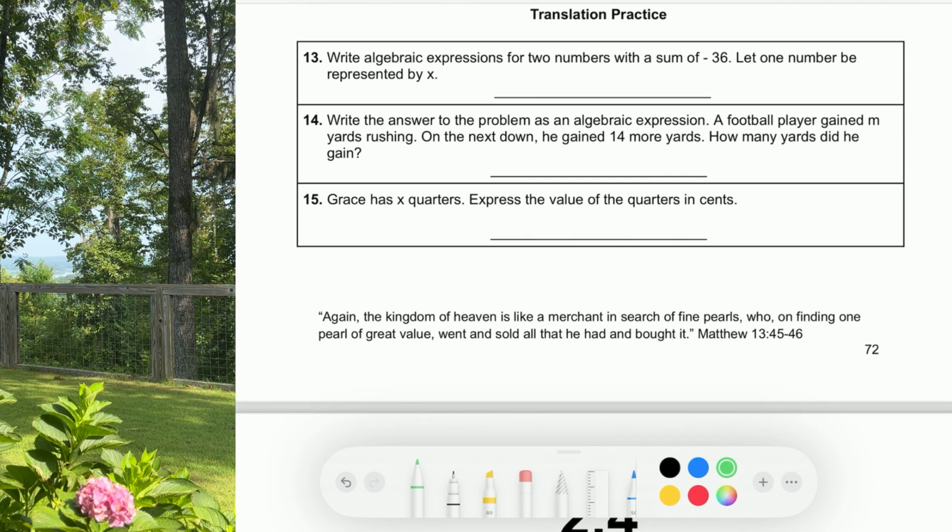Write an algebraic expression or algebraic expressions for two numbers with a sum of negative 36. Let one number be represented by x. Okay, so let's see here. We're going to say let first number equal x. Okay, we don't know what our second number is, so we're just going to say let second number equal second number. Okay, so stick with me here. So our first number is going to be represented by x. Our second number is just going to be represented by second number, okay?